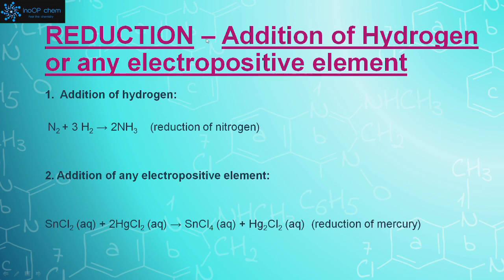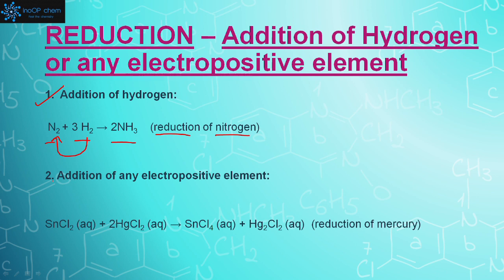Now, reduction as addition of hydrogen or any electropositive element. In the first reaction, addition of hydrogen takes place. In this reaction, elementary nitrogen N2 and elementary hydrogen H2 react to form ammonia. Addition of hydrogen to nitrogen takes place. That means reduction of nitrogen takes place. In this reaction, hydrogen is bound with nitrogen, so addition of hydrogen, a reduction reaction, takes place.